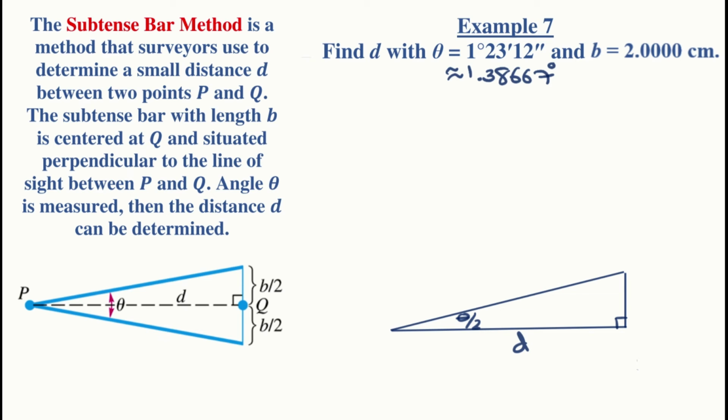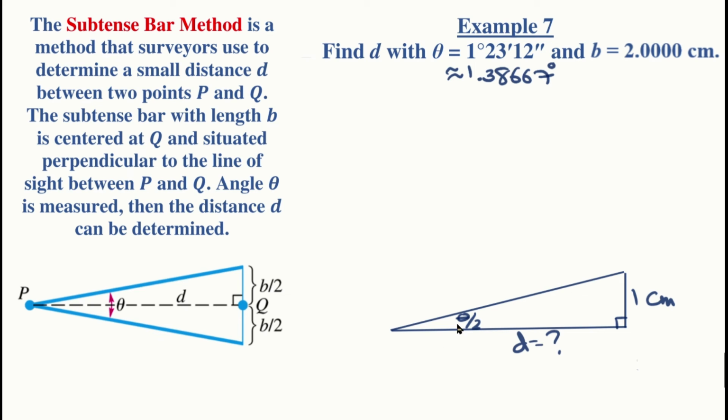D is what we are looking for, and remember B is 2.0000, so half of it will be 1.00. I'm just going to write 1 because remember, for computational purposes it's just 1, but at the end we just need to make sure we conserve ourselves with 5 significant digits. So that's 1 centimeter, and D is the unknown. All right, and we do know theta, so we know theta over 2 as well, right?